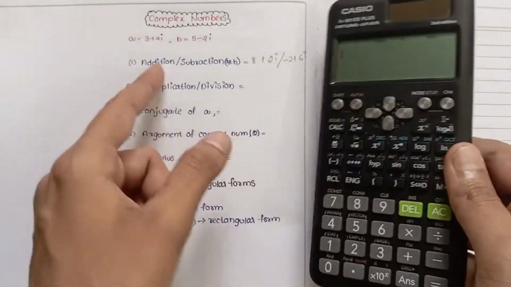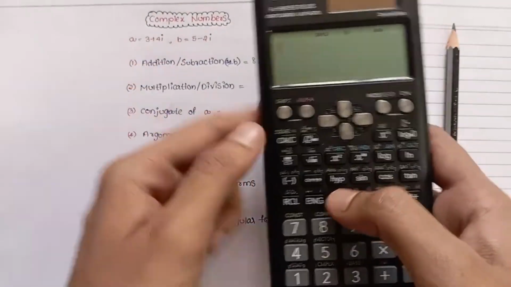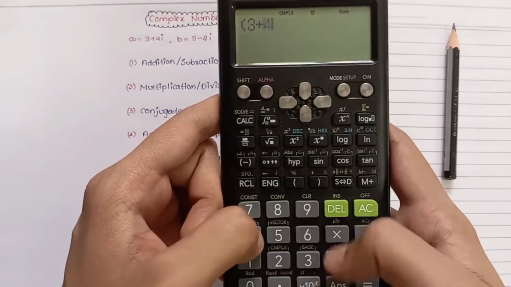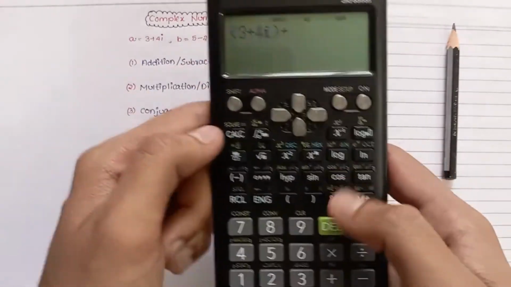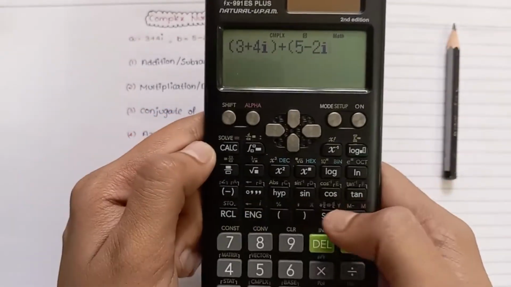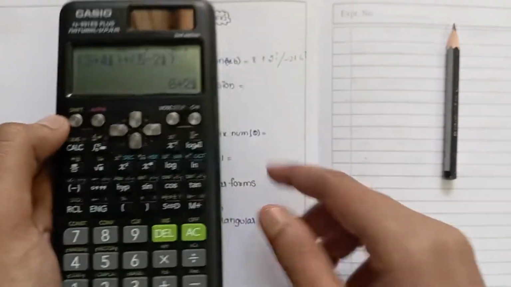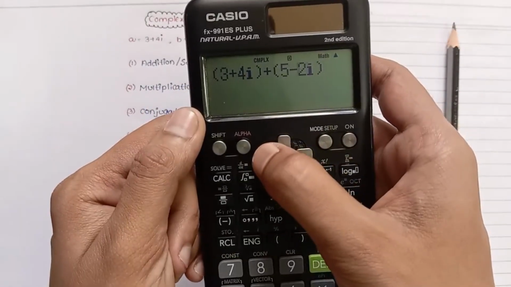Now we will do the addition of A and B first. What is A? 3 plus 4i, plus 5 minus 2i. What is the answer? 8 plus 2i. Now subtraction. Replace the plus symbol with the minus symbol.